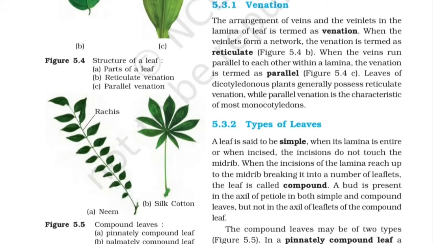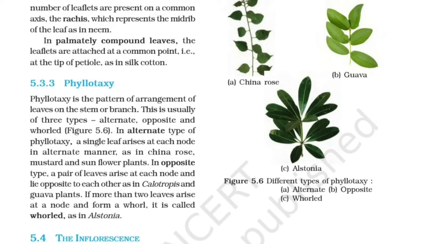The compound leaves may be of two types. In a pinnately compound leaf, a number of leaflets are present on a common axis, the rachis, which represents the midrib of the leaf, as in neem. In palmately compound leaves, the leaflets are attached at a common point, that is, at the tip of petiole, as in silk cotton. Phyllotaxy.